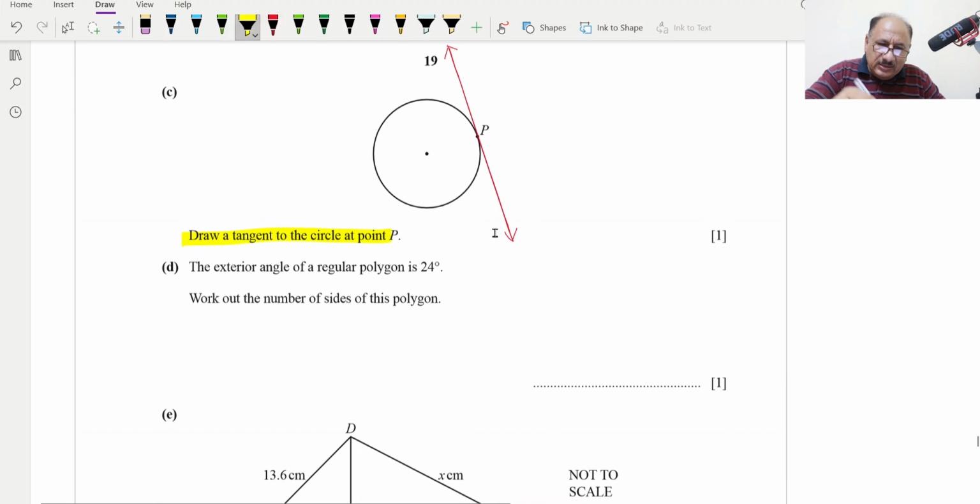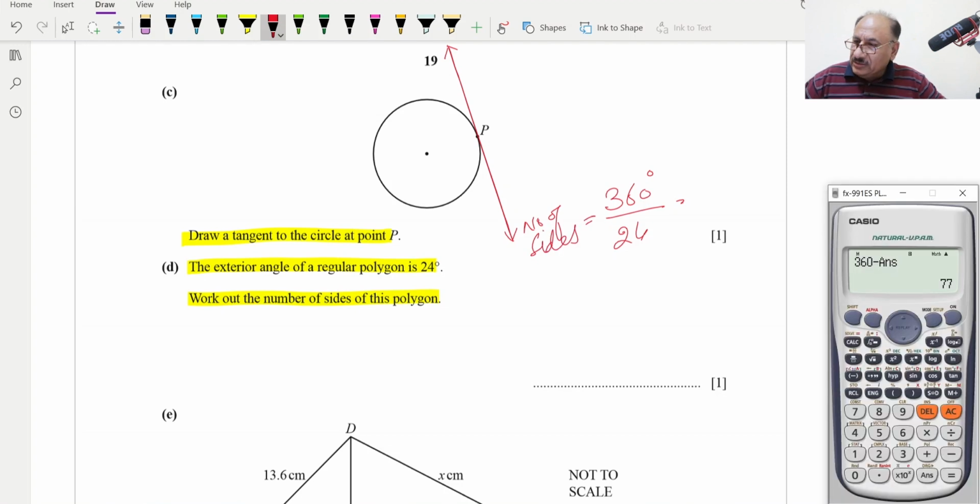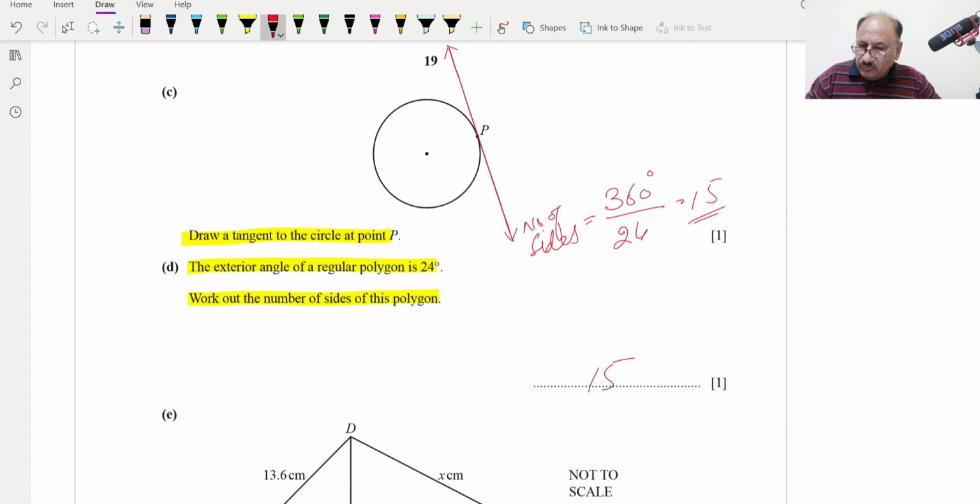Then the exterior angle of a regular polygon is 24. Work out the number of sides, and we know that the sum of exterior angles of a polygon is 360. So 360 degrees divided by 24 will give us the number of sides. 360 divided by 24 will give us 15. So there will be 15 sides.